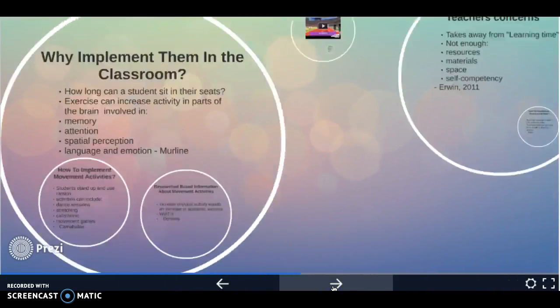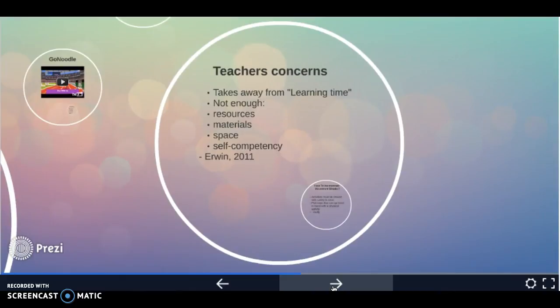So, teachers' concerns. Prior to this PD, I posted a survey asking about any concerns about movement activities. Most of the concerns were that people did not know what they were, but you guys know what they are now, so that concern can be gone. But the majority of people were worried that it takes away from learning time, not enough resources, materials, space, and self-competency. As we discussed, movement activities only take around 10 minutes out of your day. They are not taking away a full period of learning.